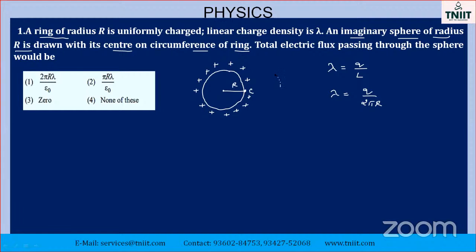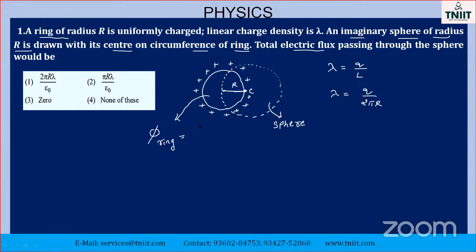Now there is one imaginary sphere of radius r and center at one point on the circumference. Now he is asking to find what is the electric flux passing through this sphere. Before talking about the sphere, let me talk about what is the electric flux for the ring. Electric flux for the ring is how much?